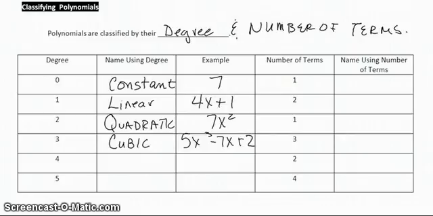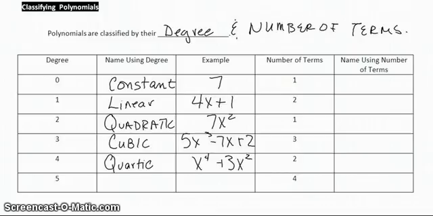If we have 4 as our degree, that is actually considered quartic. Just like there are 4 quarters in a dollar, it's quartic. It's a good way to remember that one. So x to the 4th plus 3x squared would be considered quartic.